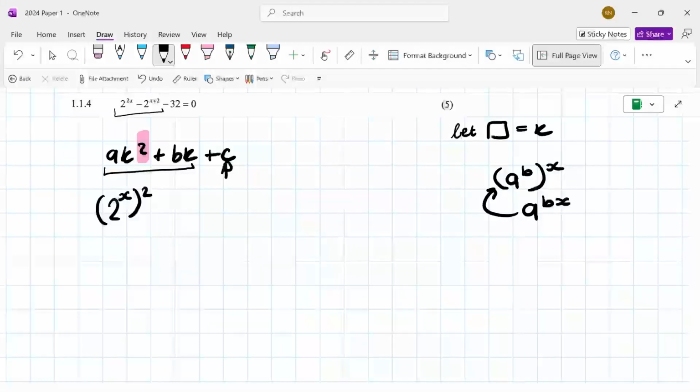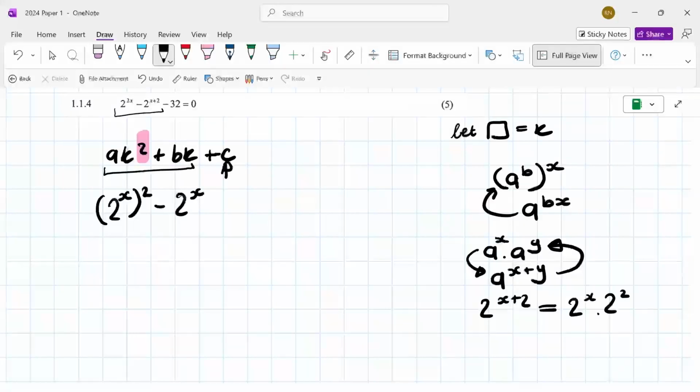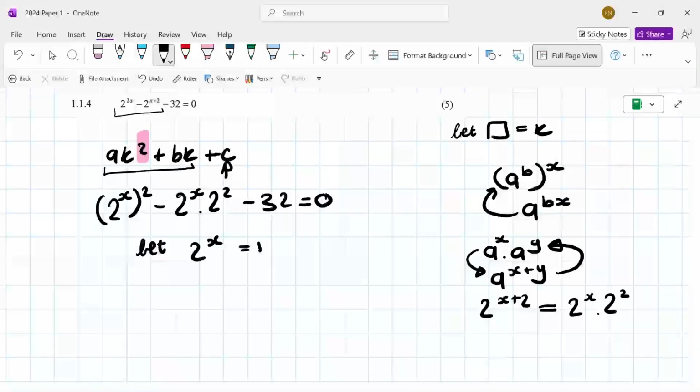So we know that if I have the same base, so a times a, and let's say I have exponents x and y, I can add these exponents, right? So it'll be a to the x plus y. That's what my exponent law says. I want to work backwards. I currently have 2 to the x plus 2. This can be written as 2 to the x times 2 to the 2, right? So I'm going to say this minus 2 to the x times 2 to the 2 minus 32 equals 0. And then I'm going to let 2 to the x equal k, right? And so I can rewrite this whole thing as k squared minus this 2 to the 2.